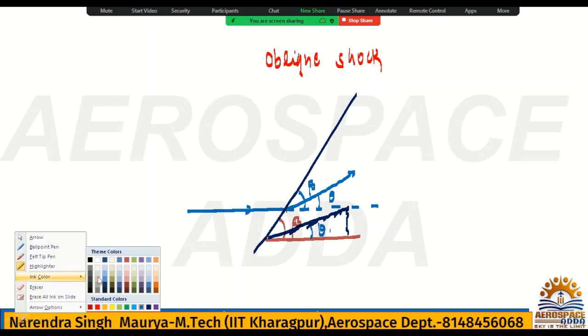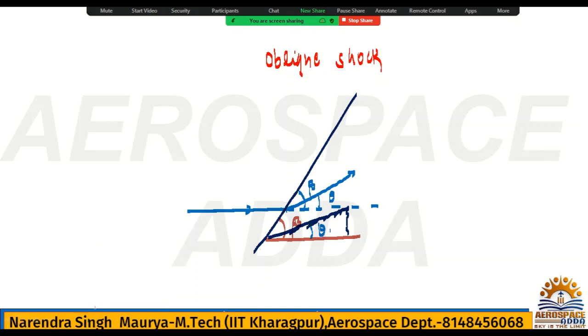Now check this flow. The velocity is V1, I can say upstream, and M1 is the Mach number for this upstream. Then I will take the two components of this upstream flow. What are the two components? Normal and tangential. Normal to what? Normal to the oblique shock, and tangential to the oblique shock.